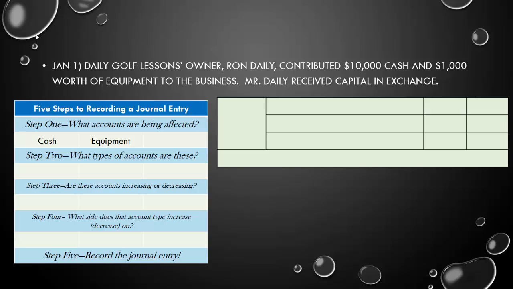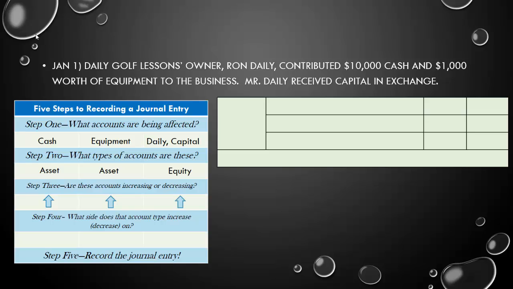The other account being affected is what he's getting in exchange, and that is capital, an increased stake in ownership of the business. He should have more right to the business's assets because he just contributed a bunch of his own stuff to Daly Golf Lessons. Cash and equipment are both assets, while Daly capital is an equity account. The amount of cash the business has is going to increase after he contributes that $10,000. The amount of equipment they have is going to increase after he contributes that $1,000 worth of equipment. And again, his stake in the business is also going to go up.